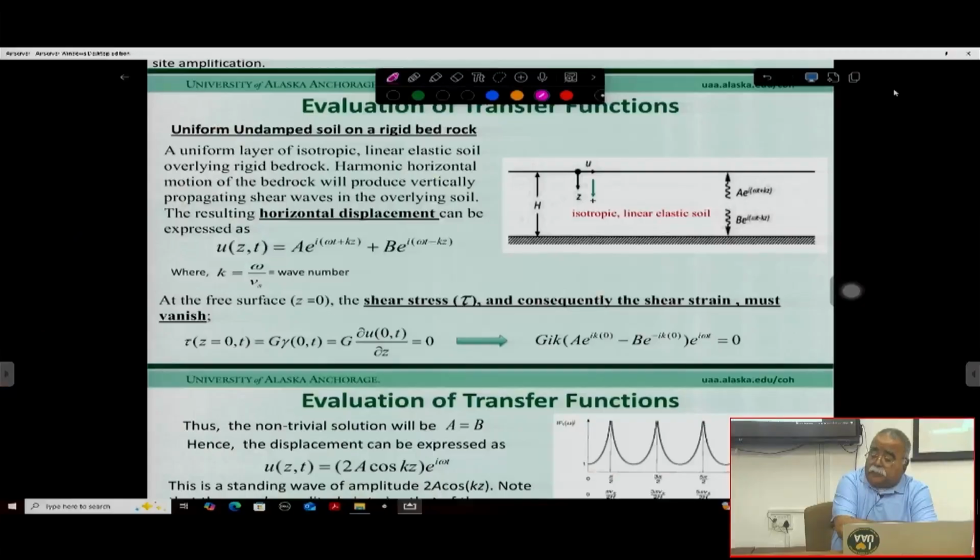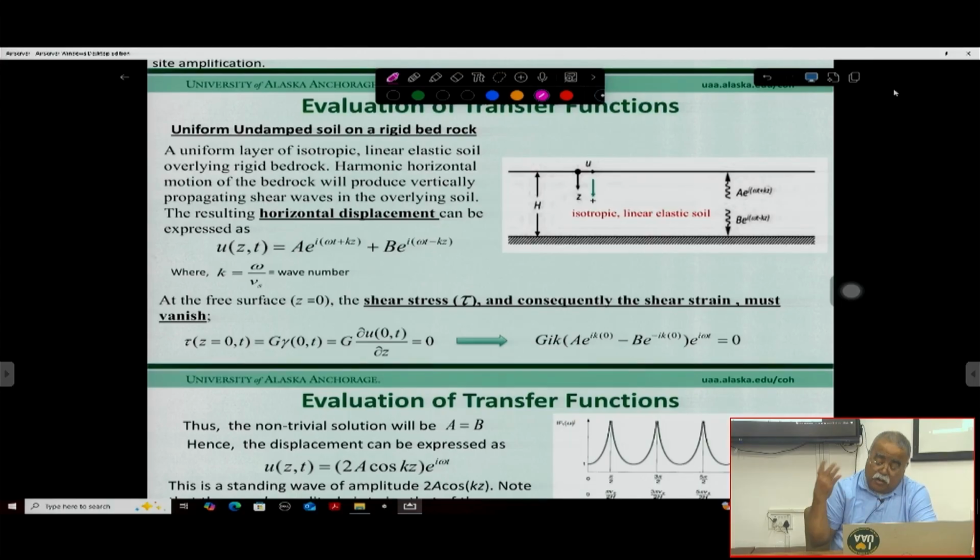Now, for the time being, the first idea is that we assume the bedrock is a rigid one, so there is no elastic propagation into it. It's a totally rigid material. So if it is a soil, a single layer of soil having a thickness h, one layer, resting on a rigid bedrock.